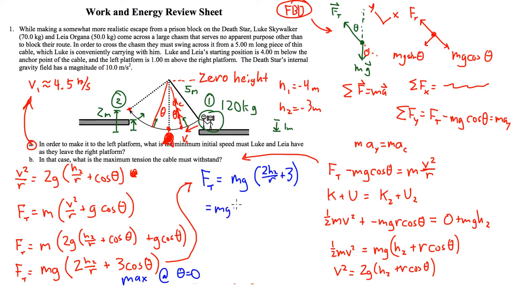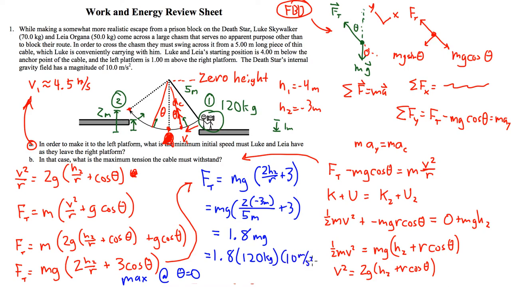And h2 was negative 3 meters, so this is going to be mg times 2 times negative 3 meters. I've taken a problem and made it like 10 times harder. This is 5 meters is r, plus 3. So this becomes negative 6/5, so negative 1.2, and so this is going to equal 1.8, all this in here, times mg, which is 1.8 times 120 kilograms times 10 meters per second squared.